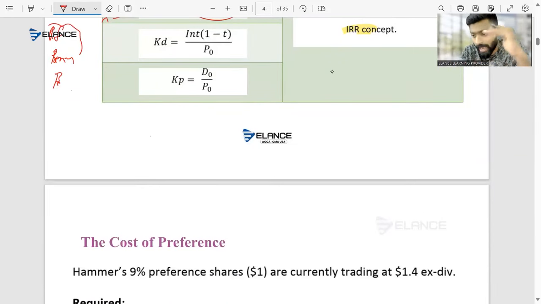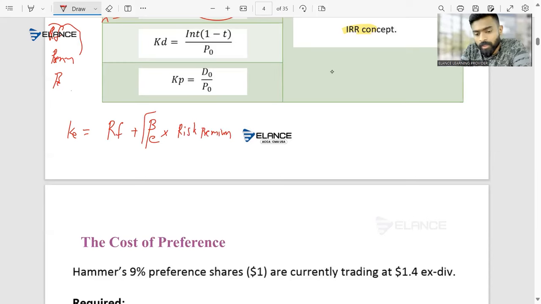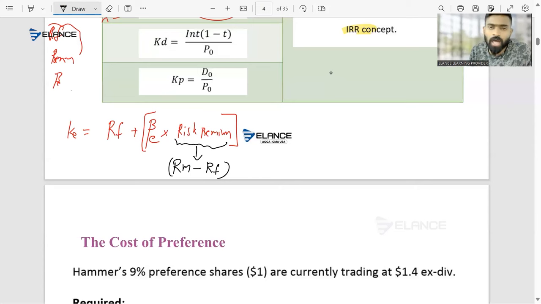It's at the end of this slide. In CAPM, KE is equal to RF plus equity beta. There are two betas, equity beta and asset beta. We should use equity beta. RF plus beta equity into risk premium. If the risk premium is not directly given, they will provide the market rate of return, and you have to do RM minus RF. If risk premium is not directly given, we have to use RM minus RF.